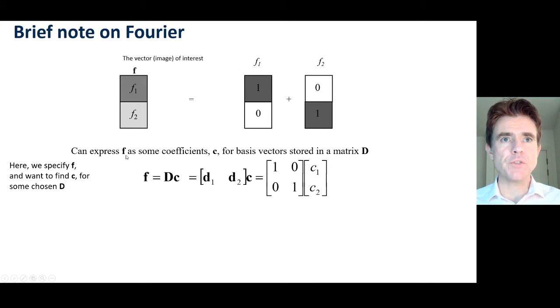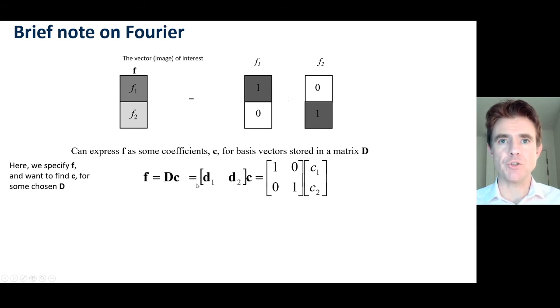So we can express this vector f as some coefficients, in general a coefficient vector c, for basis vectors stored in a matrix, which here I'm going to call a matrix D. So here we are, then. This is the synthesis expression: output vector f is equal to some coefficient vector c operating on a basis vector matrix D. So I'm now writing that out more explicitly.